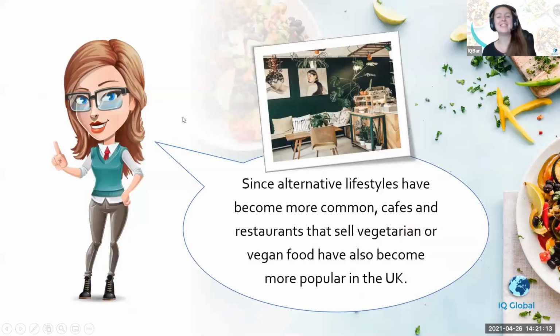So since alternative lifestyles have become more common, cafes and restaurants that sell vegetarian or vegan food have also become more popular in the UK. Absolutely, supply and demand. It is the basics of business. Someone wants something, you need to be the one to supply it to them. If you know a popular culture, alternative lifestyle like veganism and vegetarianism is becoming more popular, they want vegan friendly and vegetarian friendly meals. You need to supply that to them to keep the interest in your restaurant or cafe.